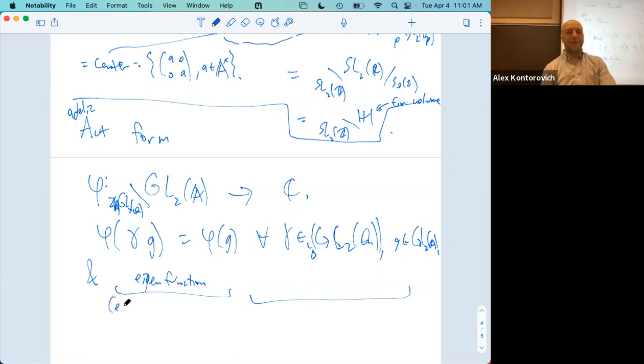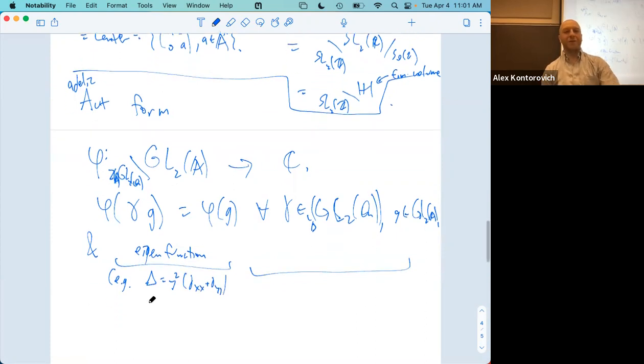The things to think about are Maass forms, or eigenfunctions of the Laplacian, the hyperbolic Laplacian, or modular forms, which are eigenfunctions of the Cauchy-Riemann equation, dz bar equals zero, these kinds of things. I need it to be an eigenfunction of something, invariant differential operators, I have to explain what that is, and Hecke operators. And I need some growth rates.